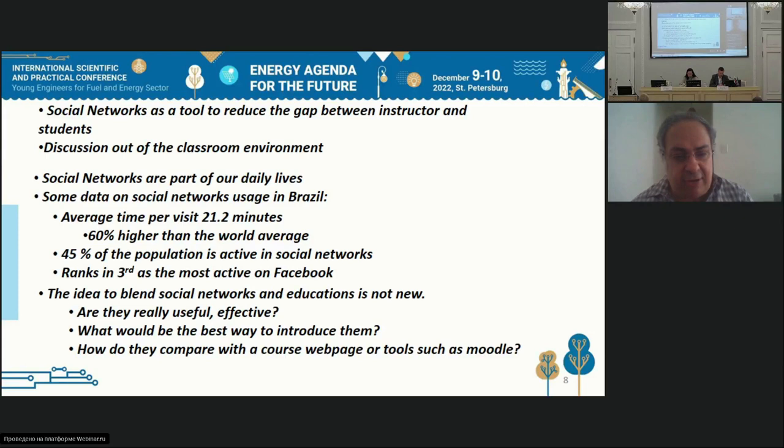So I decided, why not engage these students by using social networks? This is not a new idea. Many people have tried, and there are extensive publications on that. But how do you do that effectively, and how do you compare it to other tools such as Moodle?